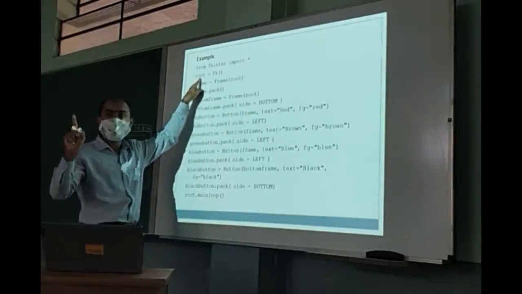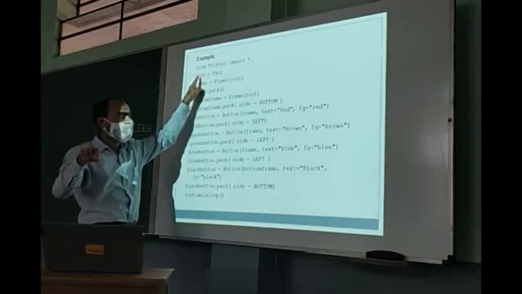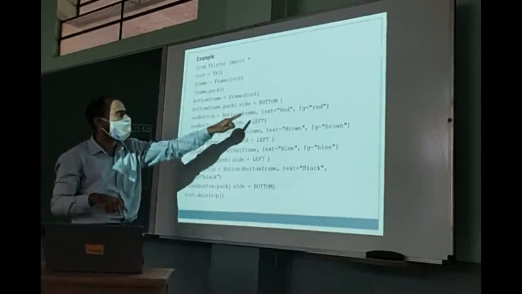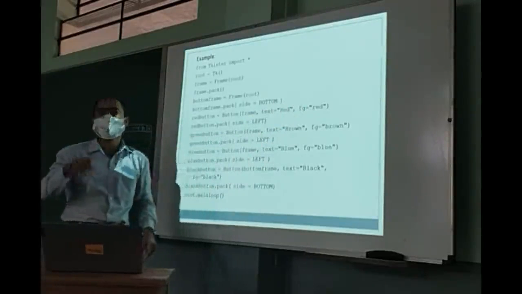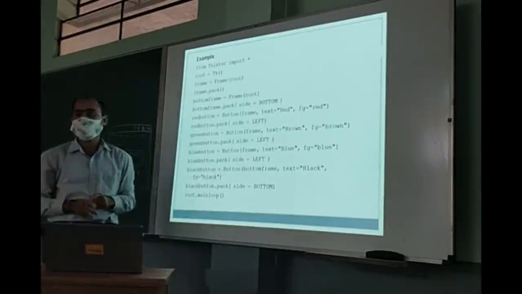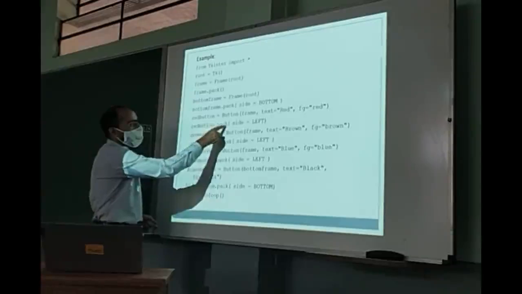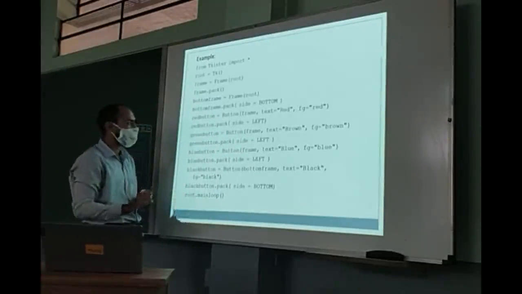We are not adding the button on the main window. We are adding the button on the frame. That is the reason the frame is passed as the source of the button. Then the other parameters like text, fg, which stands for foreground color, equals red. Then we have added button.tag, side is left. On the left side we are adding.